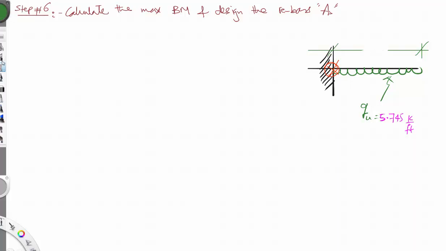We call this distance uppercase D2, and we know the equation for maximum bending moment here is equal to WL squared divided by 2, which in our case is equal to Qu, it stands for W, and L is D2 squared divided by 2. So just keep that in mind. This is what the bending moment is.